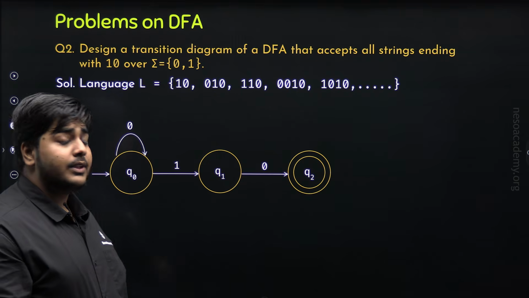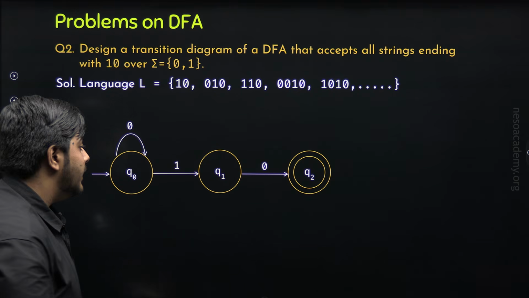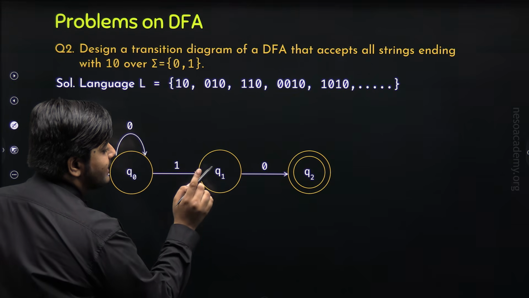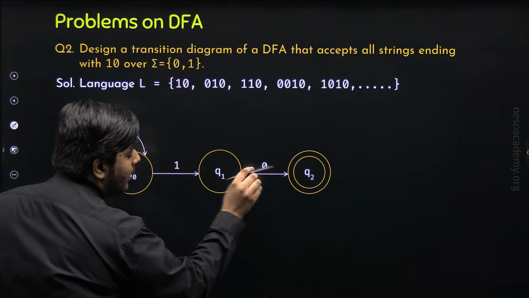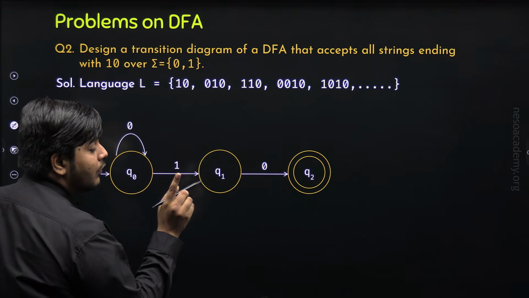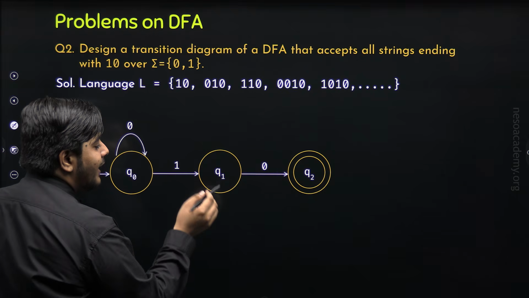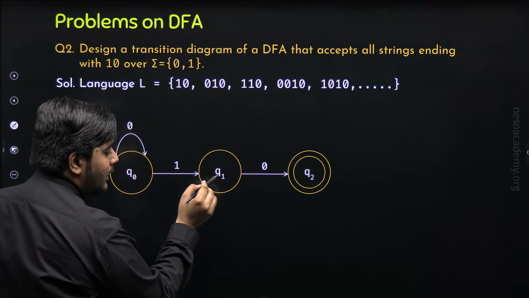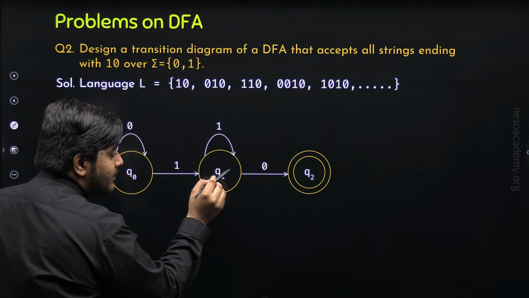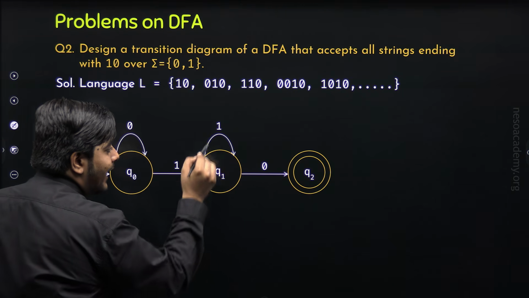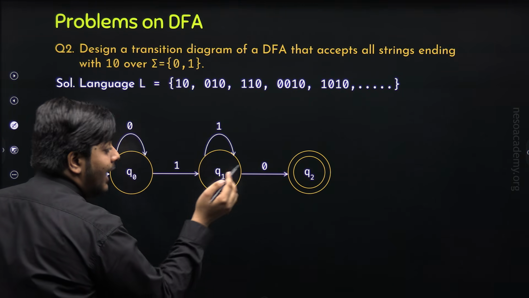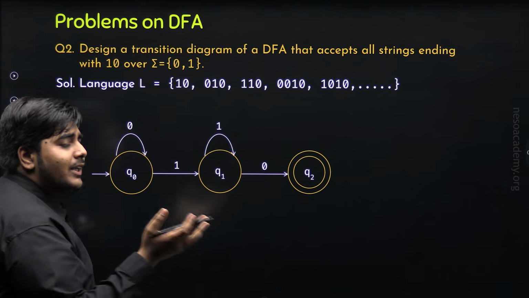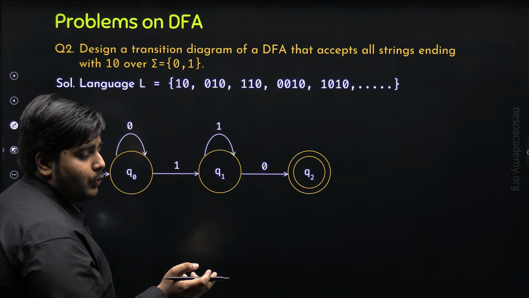Now let's talk about the state Q1. Q1 has a transition for input symbol 0, but it doesn't have a transition for 1. So if I get input symbol 1 at Q1, I need to remain at the same state so that my string ends with 10. And for the state Q2, I don't have any transition for 0 or 1.